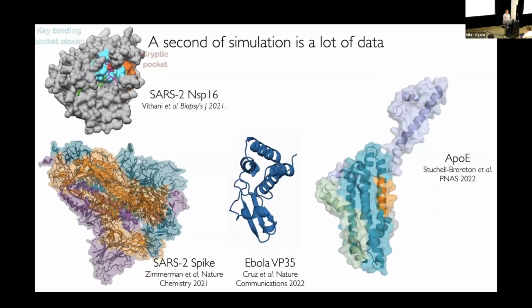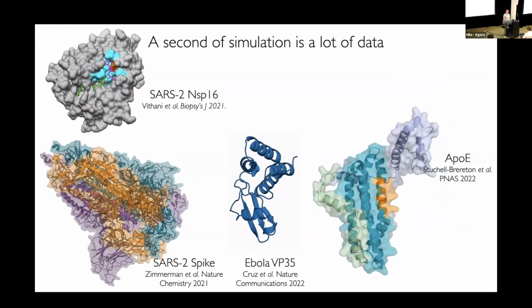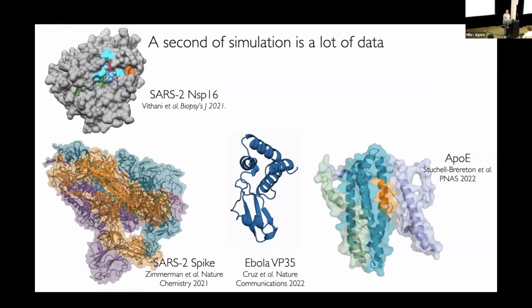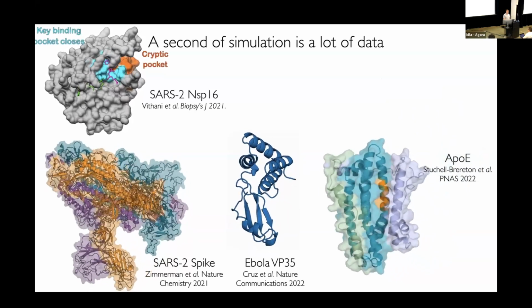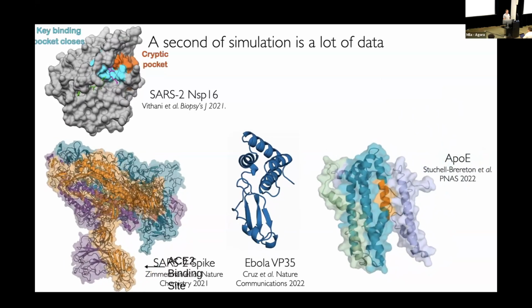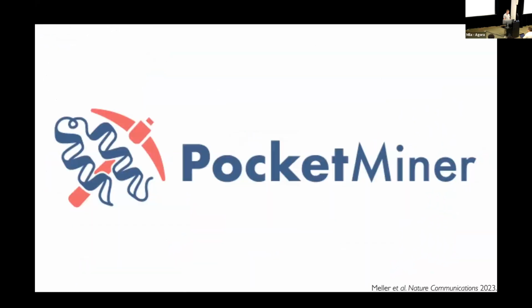So what we decided to do is to use this as our training set and say, okay, we're going to train a neural network that takes a structure from a simulation as input and tries to predict the probability that each residue in that structure participates in a cryptic pocket in the next fixed time interval, say 50 nanoseconds, is where we ended up. And so we did this.